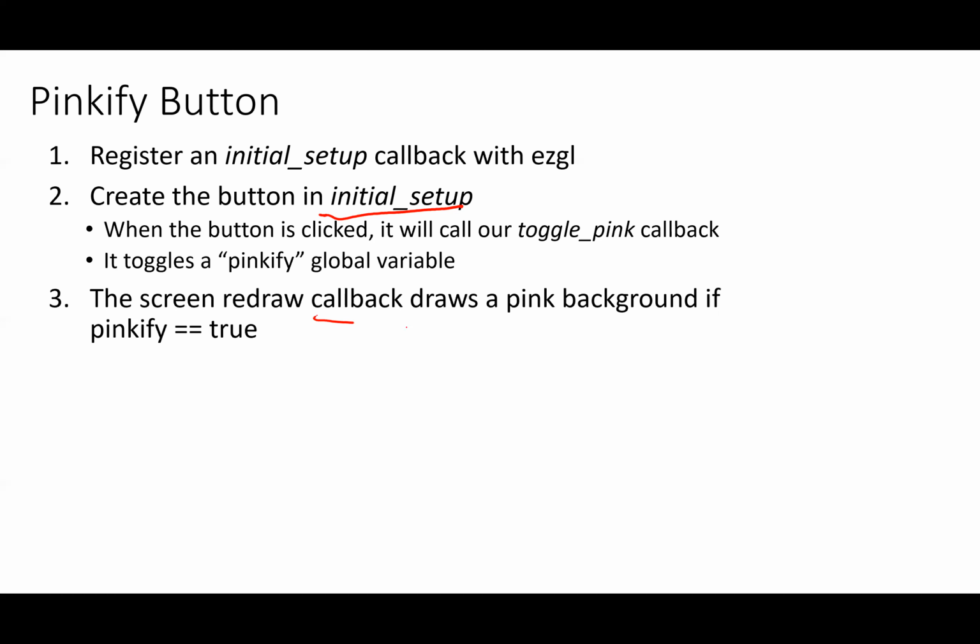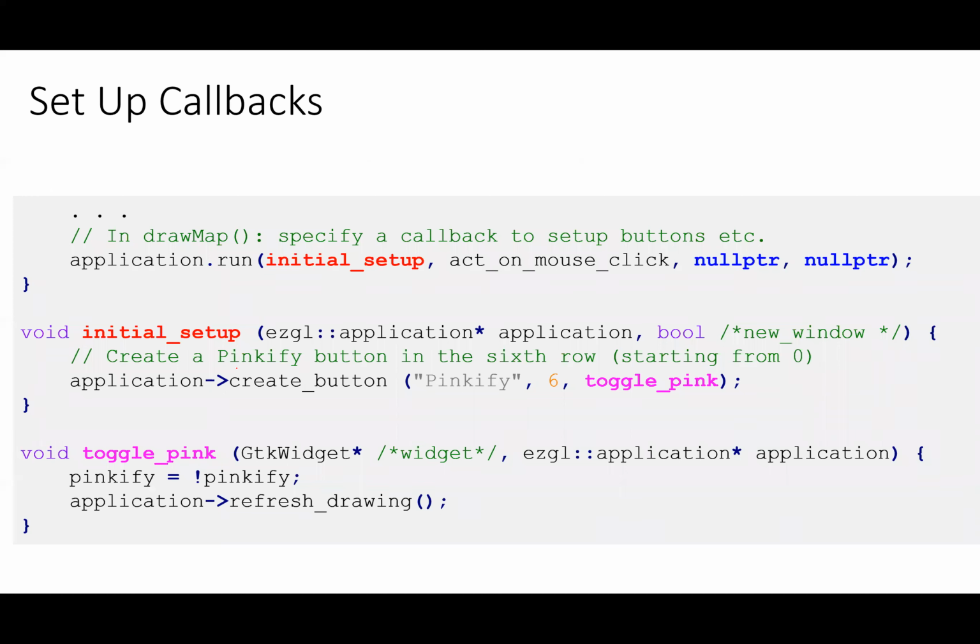And then you're going to have to make your screen redraw do something. Okay? So I'm going to make the background turn pink when a person clicks on this button. And if they click on it again, the pink background goes away. So I'm going to have a global variable called pinkify, which if it's true, my redraw function draws the pink background. Otherwise, it doesn't.